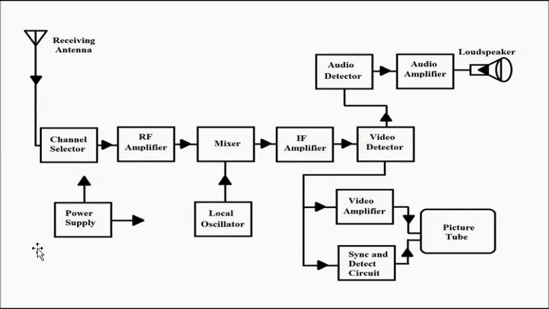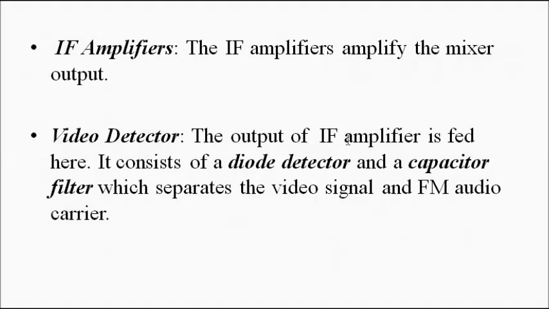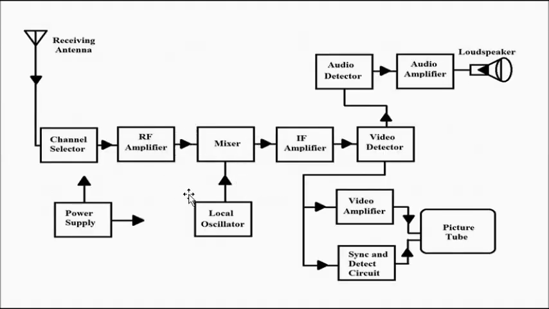So this video detector block separates the video signal from the amplified intermediate frequency signal. That is done with the help of a diode detector and a capacitor filter. We will discuss its working principle in a separate video. As I said, we have to discuss it in short to give you the basic idea, because if we go into the detailed analysis of each and every block, it will take a lot of time, because each block is a separate chapter in itself.